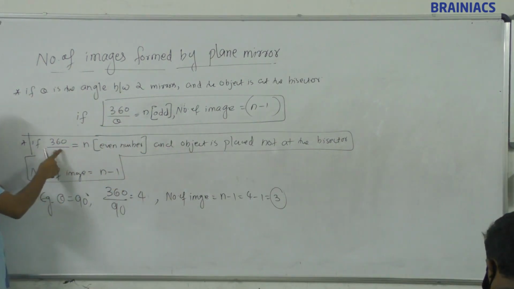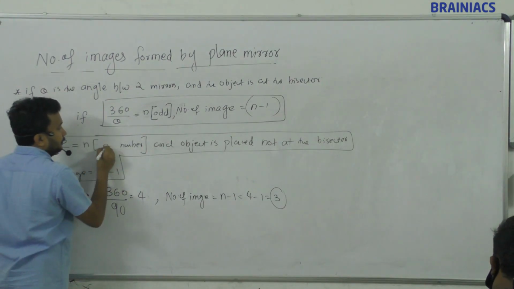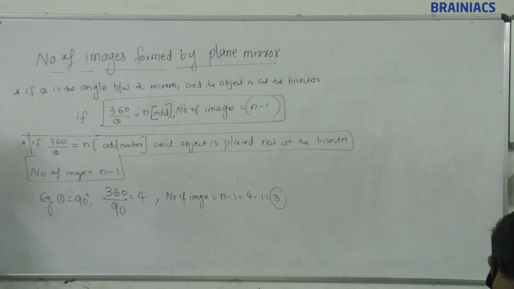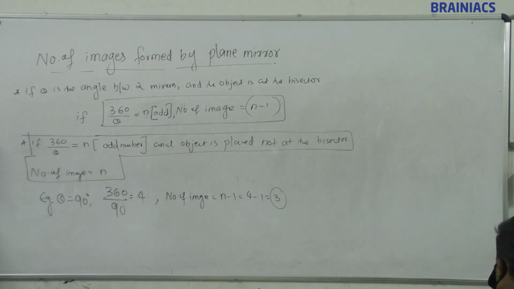Similarly, the fourth point. 360 by theta is n, n is an odd number. If the object is placed not at the bisector, then the number of images formed is equal to n.